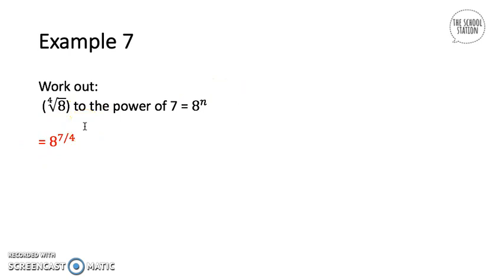And if we were to do the inverse again, we would do the 4th root of 8, and then take it to the power of 7, getting the exact same answer, which means we have done this correctly. So to work out the 4th root of 8 to the power of 7 in the form of 8 to the power of n is 8 to the power of 7 over 4. So that's how you solve this example.